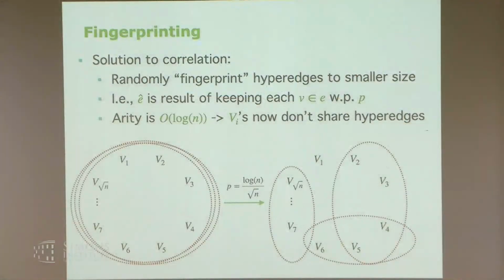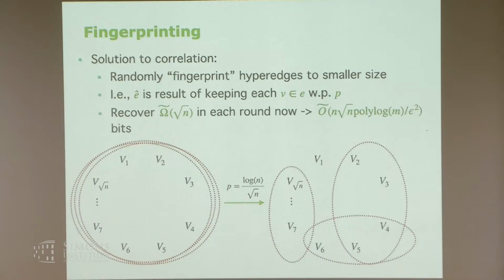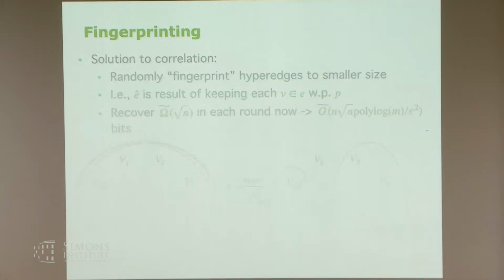But yes, so now the arity is order log n. So the vertices don't share too many hyperedges. In particular, in a given round, we'll recover omega tilde square root n hyperedges. So we only have to store some polylog n L0 samplers for each vertex. And this is a very idealized example, as you can maybe see. In the general case, it's a bit more complicated.